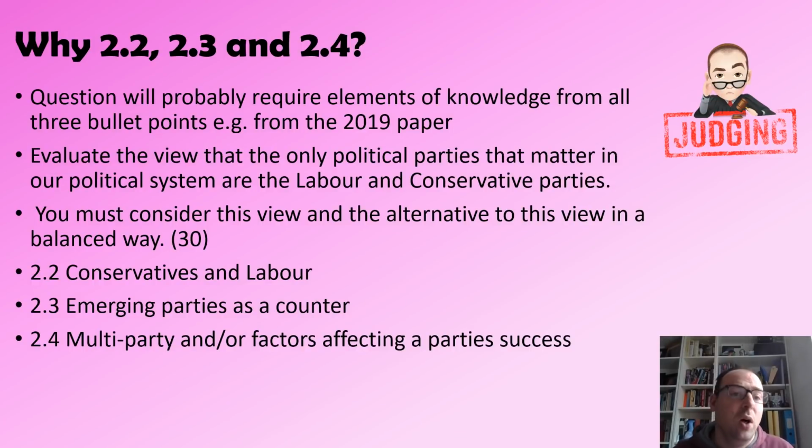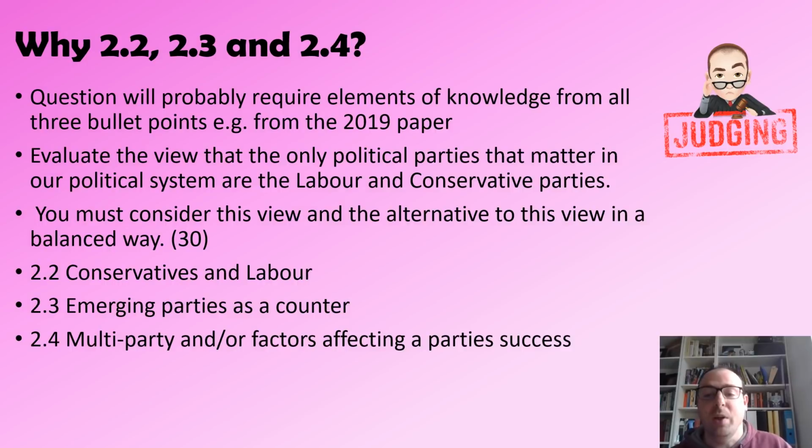So as I said, why 2.2, 2.3 and 2.4? Well, what that suggests is probably if the question is directly asking about section 2, then it will bring in elements of all of them. So this is an example from the 2019 paper. Evaluate the view that the only political parties that matter in our political system are Labour and the Conservative parties. You must consider the view and alternatives to this view in a balanced way. Well, that says you need to know about the Conservative Party and the Labour Party, so that's the stuff out of 2.2. You need to know about emerging parties as a counter, so you say, well, no, it's not only them that matter.